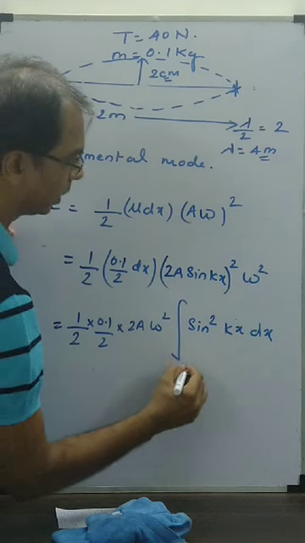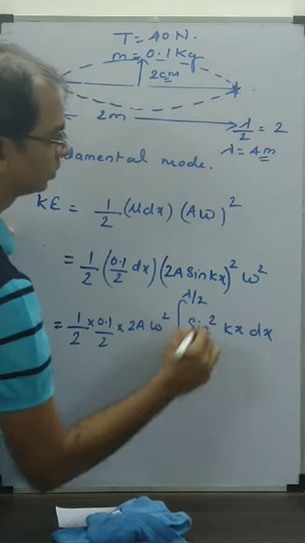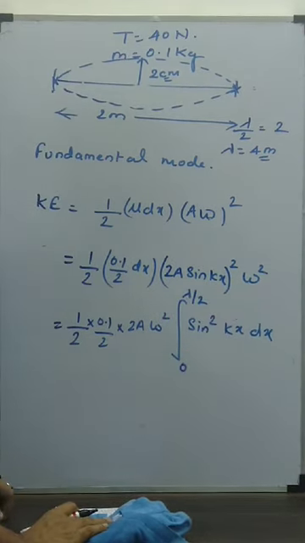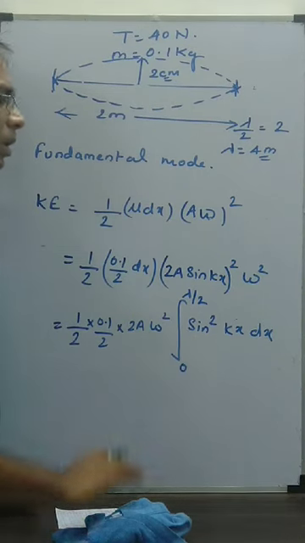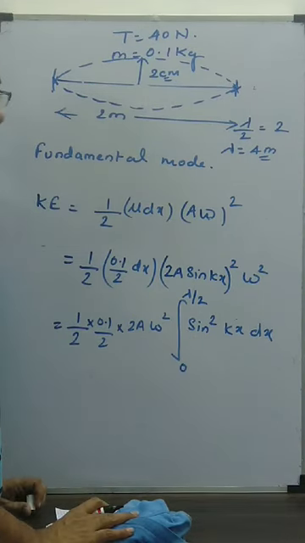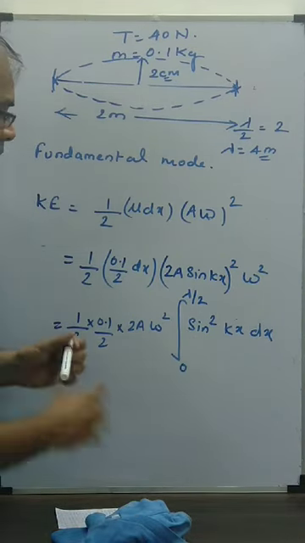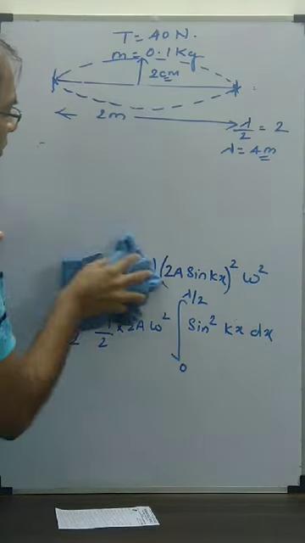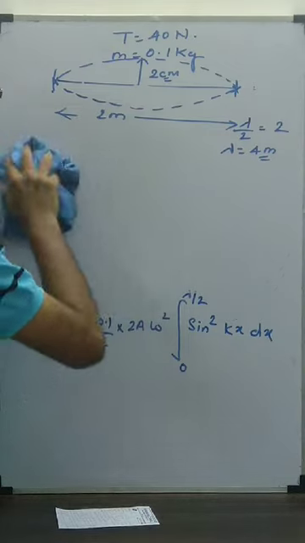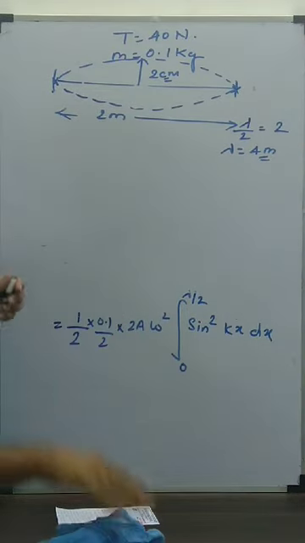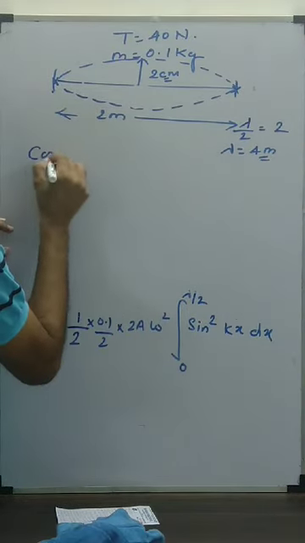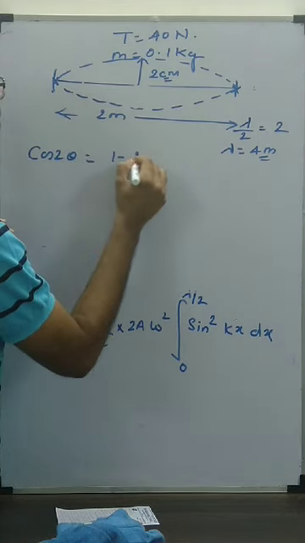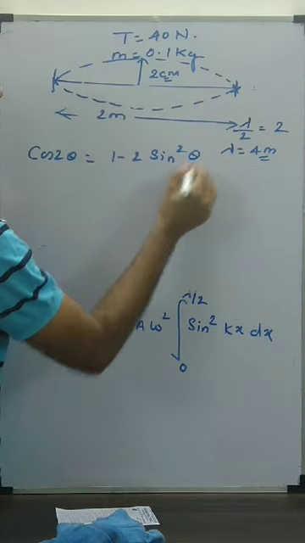0 to lambda by 2, sine square kx integration will be what? First of all, we have to convert this into cos 2 theta function. What is the cos 2 theta function? Cos 2 theta is 1 minus 2 sine square theta.